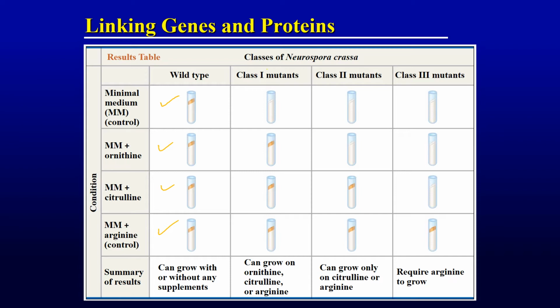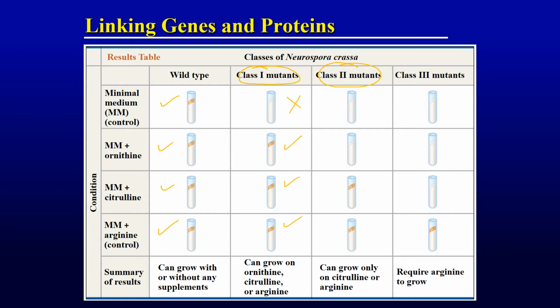Our class 1 mutants, however, we identified, or they identified those by giving them the minimal media, and of course they were unable to grow. But then they gave them media supplemented with ornithine and citrulline and arginine. And if they could grow on the minimal media with ornithine, citrulline and arginine, then that was their class 1 mutant. So their class 2 mutants, they identified as follows.